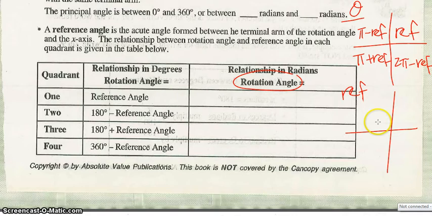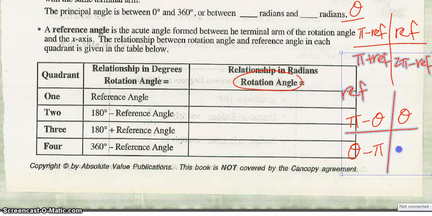So it could be bigger than 90 degrees. The rotational angle given, if it's in the first quadrant, will just be the reference angle. And then pi minus the rotational angle in the second quadrant is the reference angle. Next, the rotational angle in the third quadrant is bigger than pi, so if you minus pi, then it will be the reference angle. Finally, 2 pi minus the rotational angle will be the reference angle.